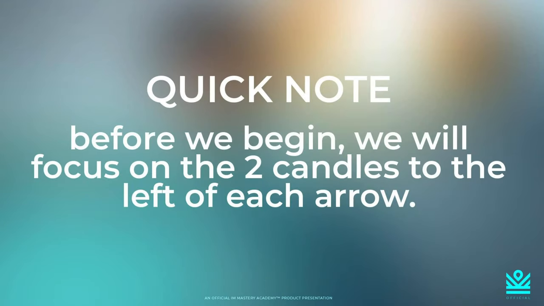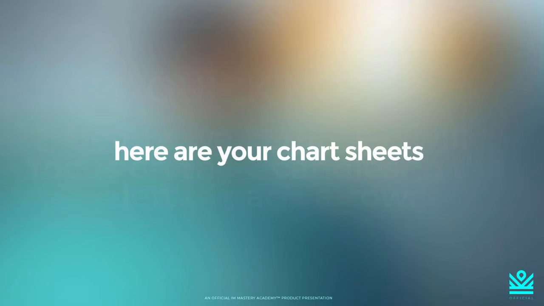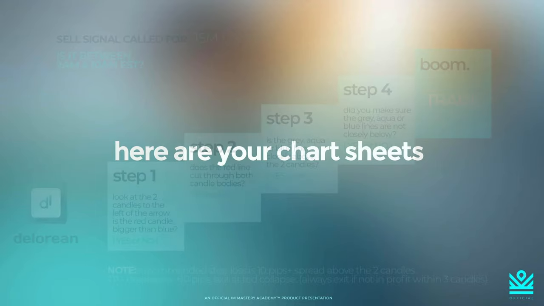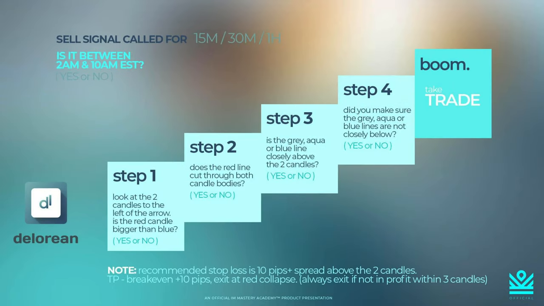So as a quick note, before we begin this training, especially if you've never seen this before, we're going to focus on the two candles to the left of each arrow every single time we focus on a trade. Okay? So as we do it, here are your cheat sheets. Take a quick picture of them. You're going to need to have them.